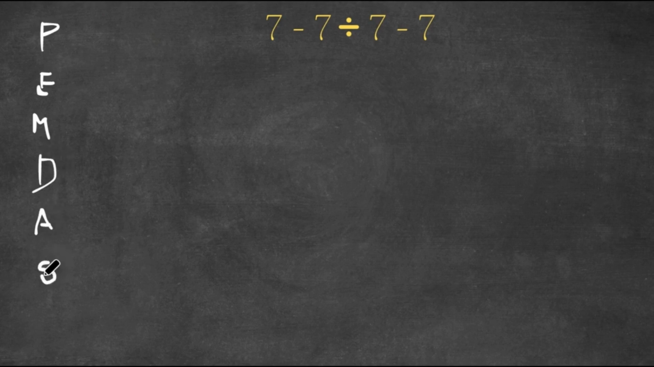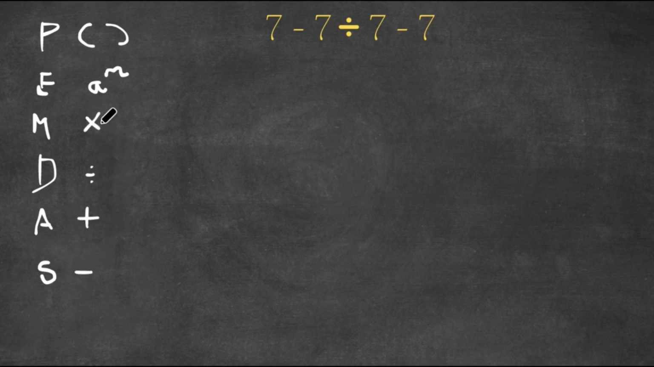P-E-M-D-A-S. Now the P stands for parentheses, the E stands for exponents, the M stands for multiplication, D stands for division, A stands for addition, and S stands for subtraction. And this is the order in which you want to solve a mathematical problem. You first start with whatever is in the parentheses, then you go to exponents, then multiplication, then division, then addition, then subtraction.